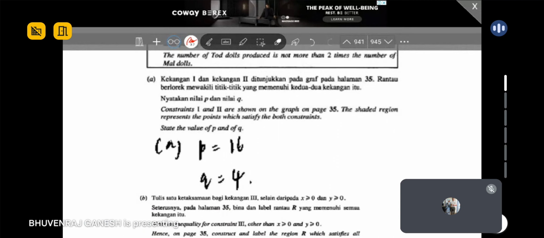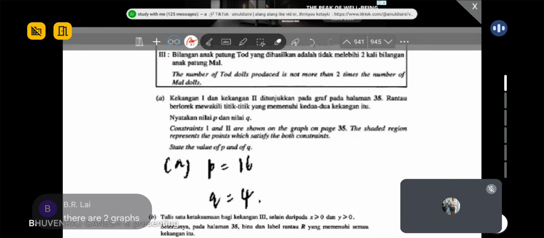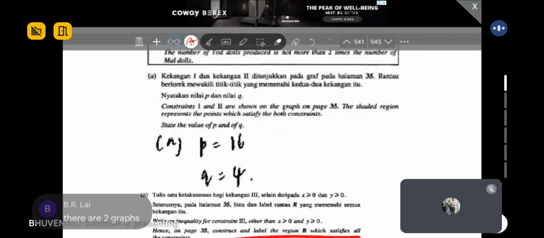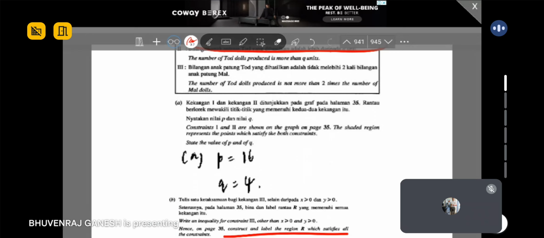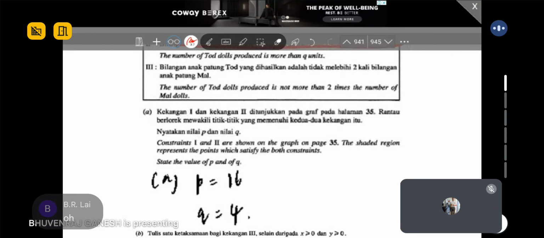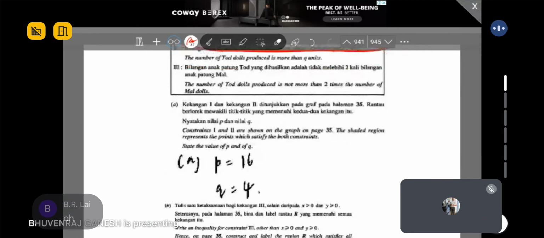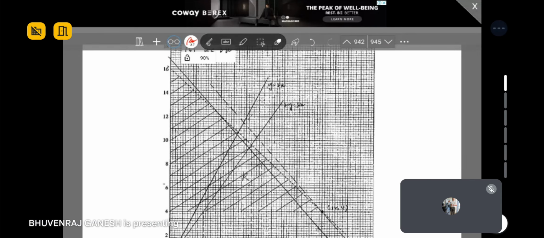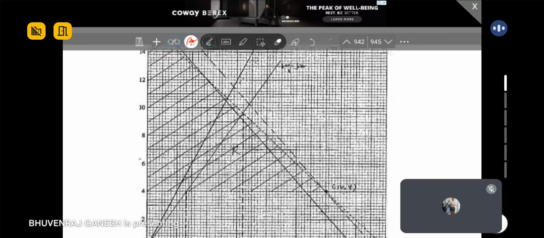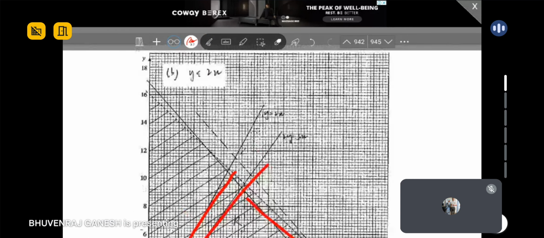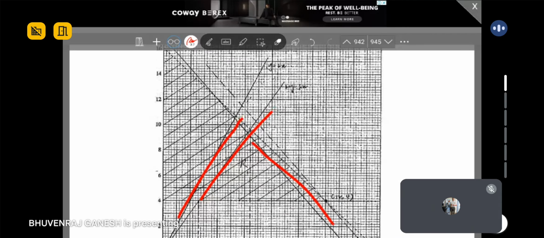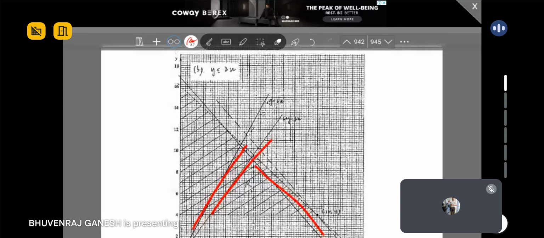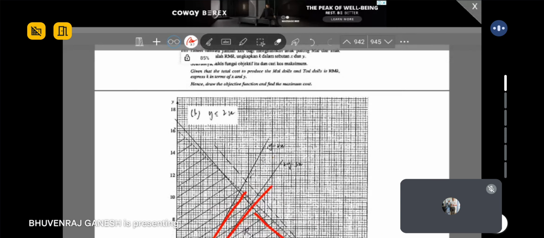They ask you to state P and Q. So P equals 16, Q equals 4. That one is the answer. It's not two graphs; they only give one graph in SPM. So P is 16, Q equal to 4 after you refer to this graph. You just see the lines: this one is one line, second line, third line. The equations are already there. Basically it's all linear equations, guys. You just need to find the values of P and Q.